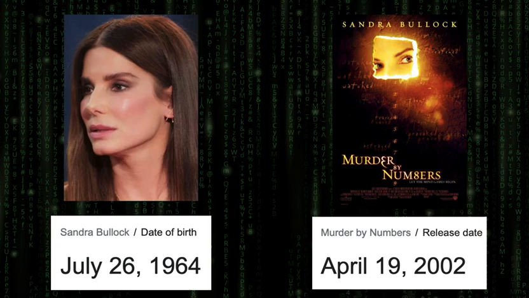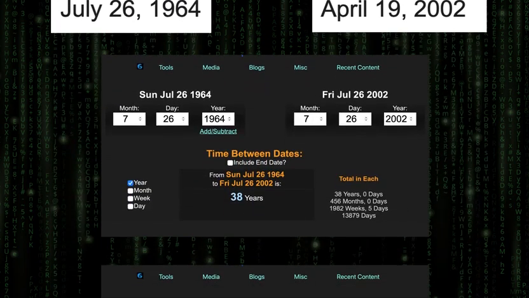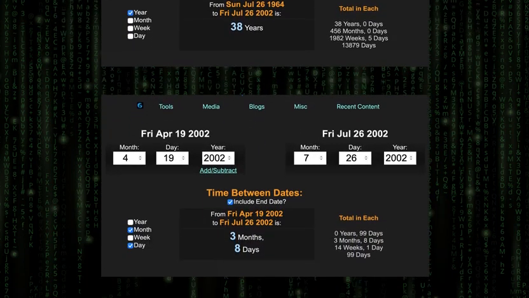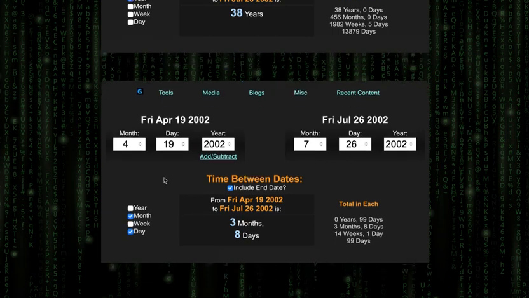Sandra Bullock was born July 26, 1964. Murder by Numbers was released on April 19th, 2002. In 2002, Sandra Bullock turned 38 years old. From the release date of Murder by Numbers, which was July 19th, 2002, through to Sandra Bullock's 38th birthday, July 26th, including the end date, that span of days is 3 months and 8 days for a double 38.